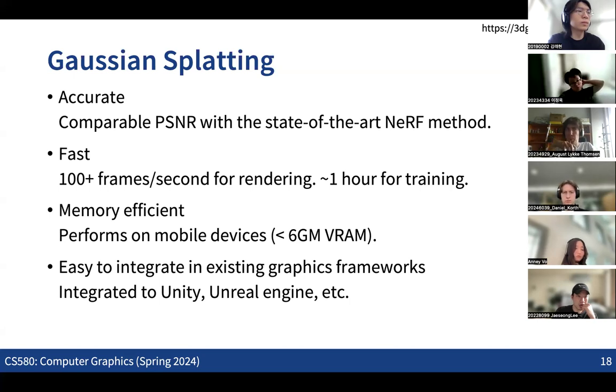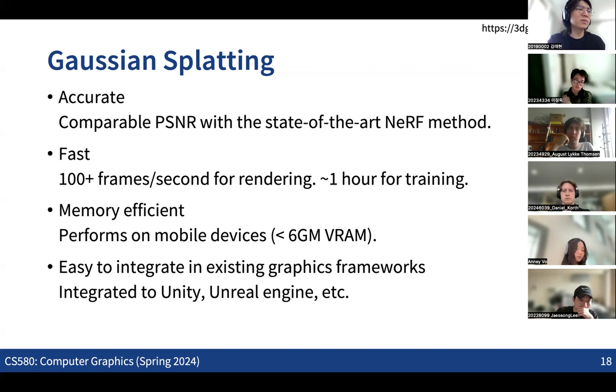And also for the reconstruction, it's taking much less time compared to the previous neural methods. It's also quite memory efficient, so many Gaussian splat outputs can be rendered even on mobile devices. And interestingly, Gaussian splatting became very famous in terms of being integrated into many graphics engines, like Unity and Unreal Engine. For those, you can see plugins for Gaussian splats now. So it's becoming really popular in many graphics pipelines.